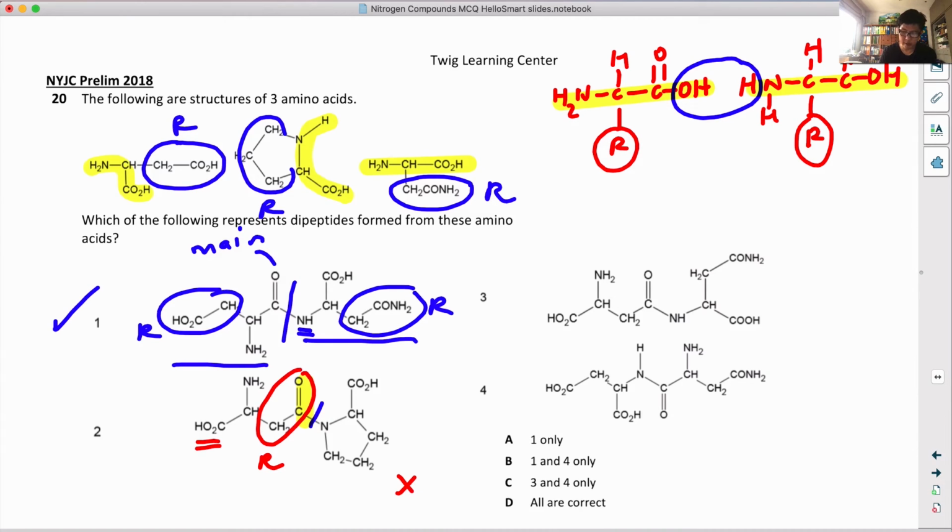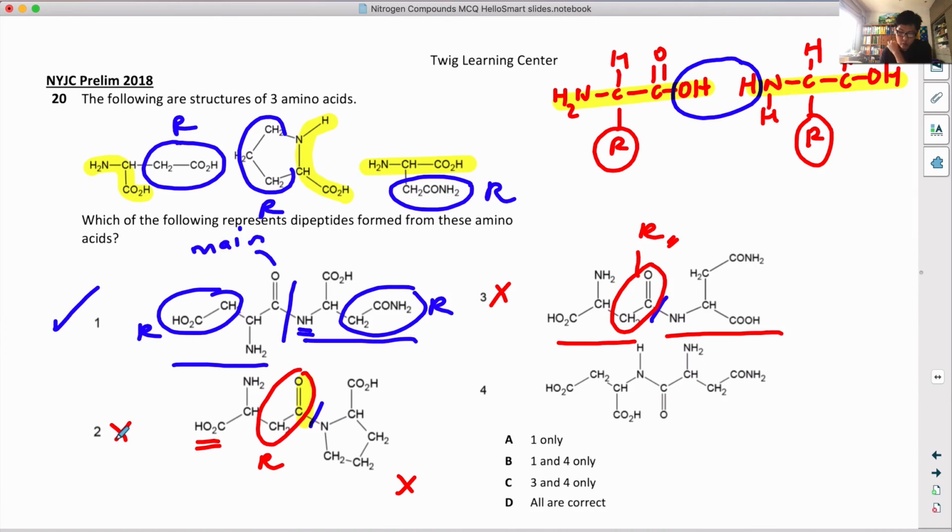I'm just going to draw a line here first. And again you realize that this part is actually from the R group. So this one amino acid, this another amino acid, but for this amino acid they use the R group here, so this is also wrong. Okay, this is wrong, this is wrong. Let's look at the last one.